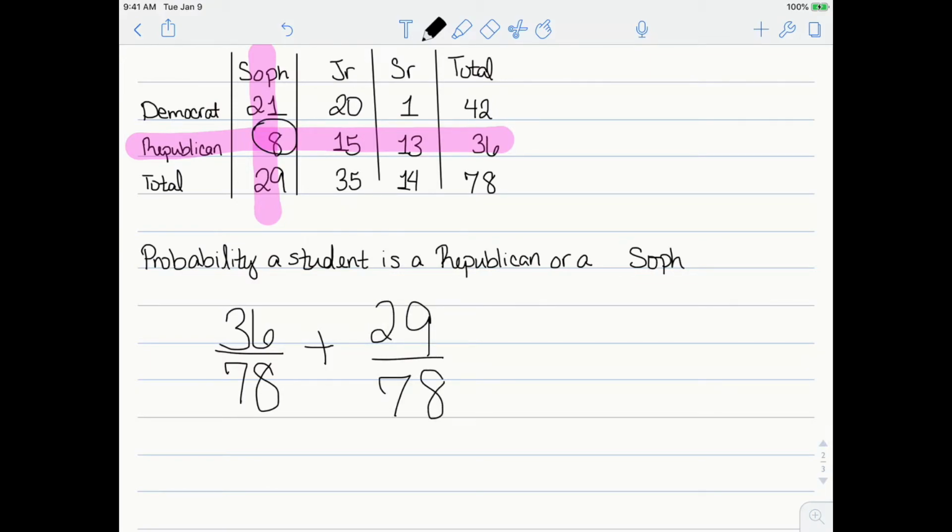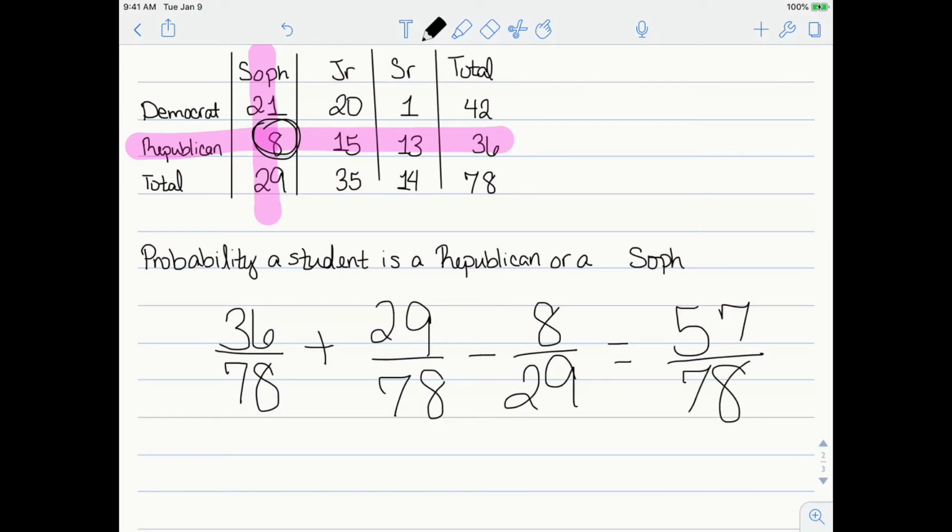But we can see we've counted these 8 Republican sophomores twice. So we're going to subtract out one of them so that we only count it once. And we get 57 out of 78.